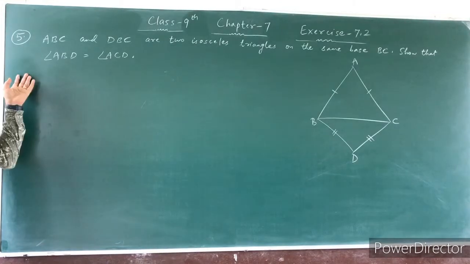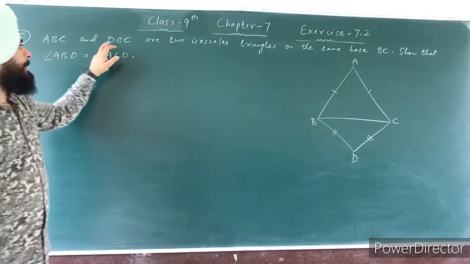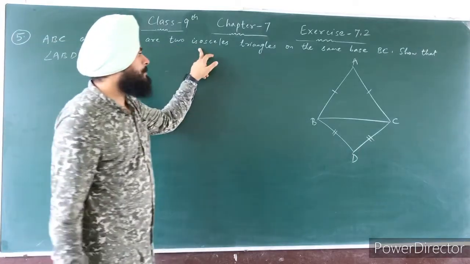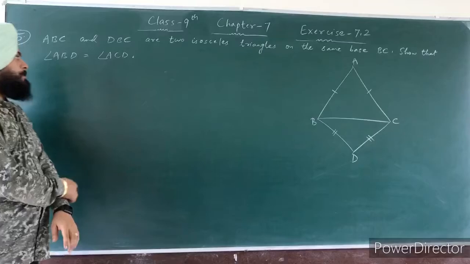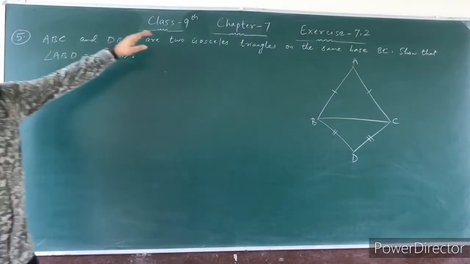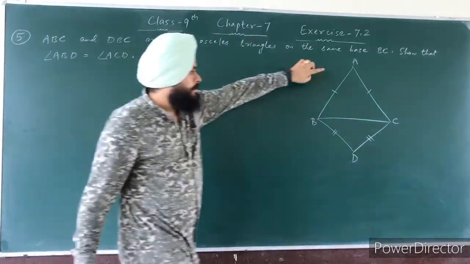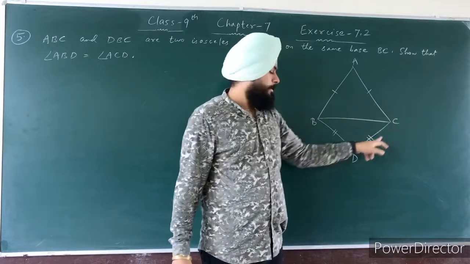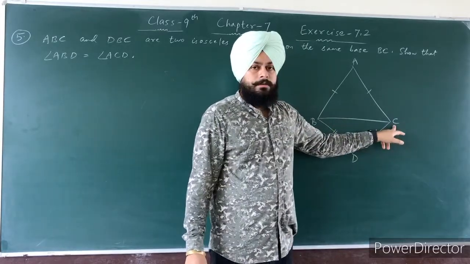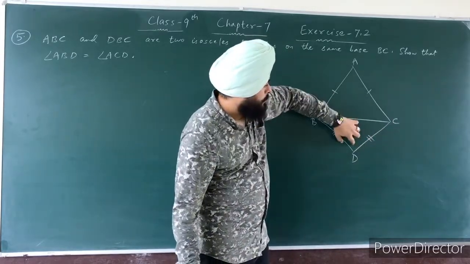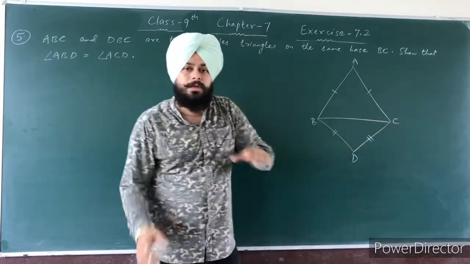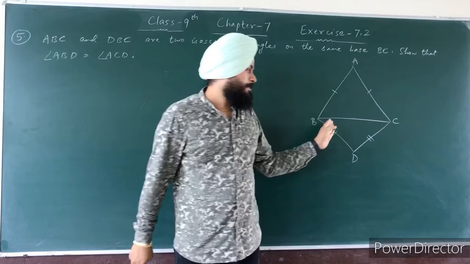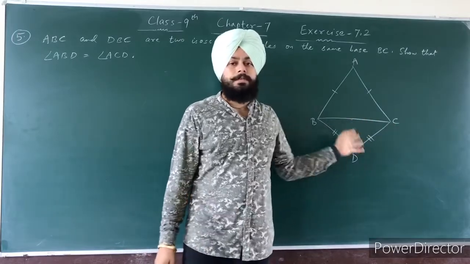Next, this is your question number 5. ABC and DBC are two isosceles triangles on the same base BC. So in this question, there are two triangles and both are isosceles. The first one is ABC and the second one is DBC. You can see both of these isosceles triangles have the same base, that is BC. Meaning the base of both is common. BC is the common base of both these isosceles triangles.